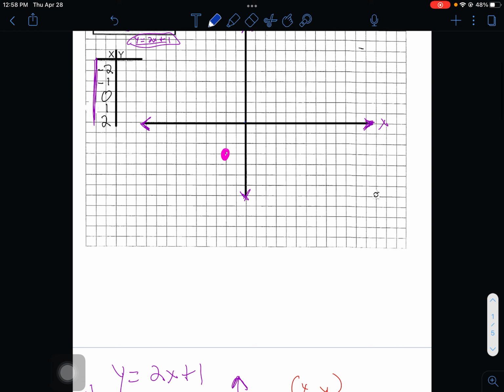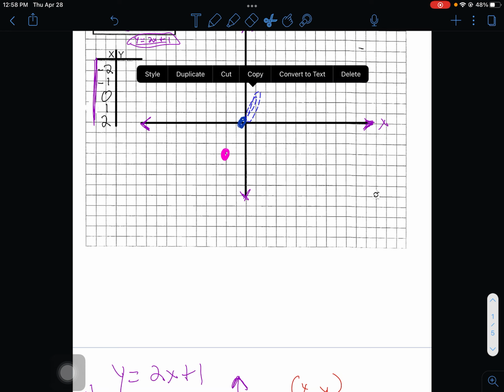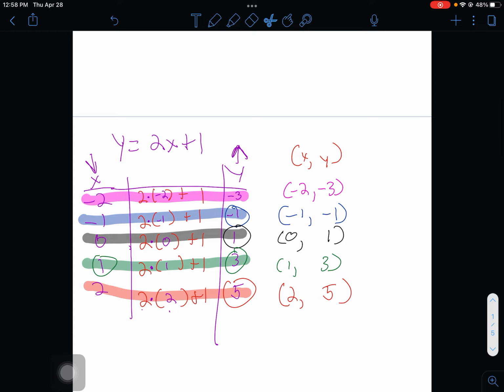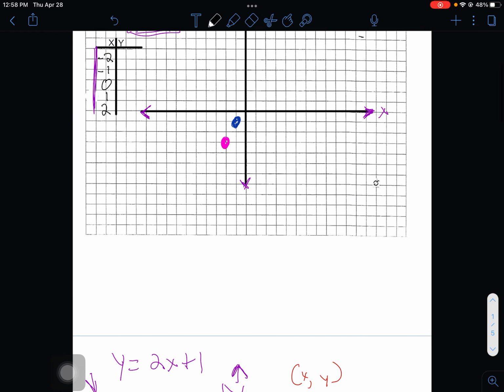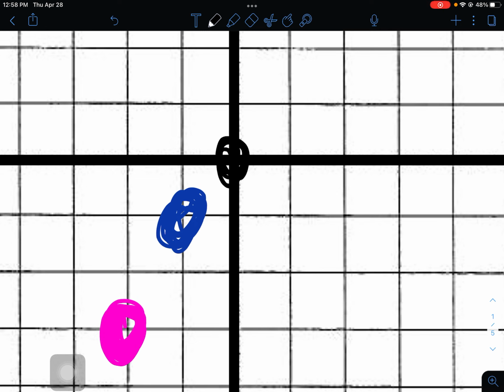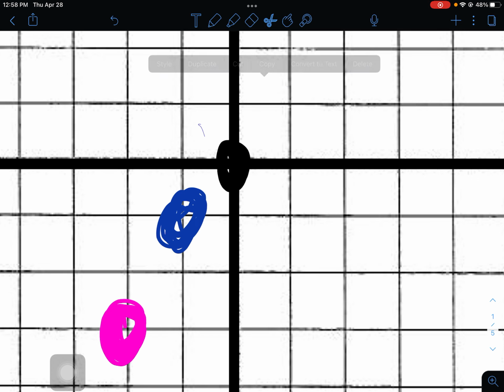Our second point is in blue, -1, -1. That would be left 1, down 1. Awesome. Our black point is at 0, 1. So I still start in the center, and I say, all right, 0. So I'm going left and right 0. I'm going up 1.